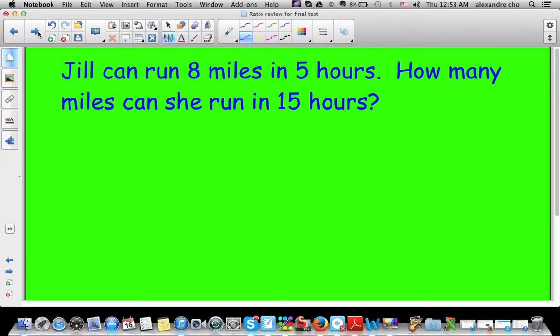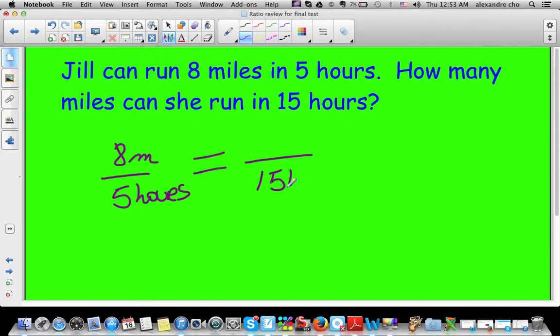Jill can run 8 miles in 5 hours. How many miles can she run in 15 hours? You will set up a proportion for this one. Okay, press pause. Take a couple seconds, minutes. All right, so here we have our proportion. What do I know? I know that she can run 8 miles in 5 hours. And I want to know what happens in 15 hours.